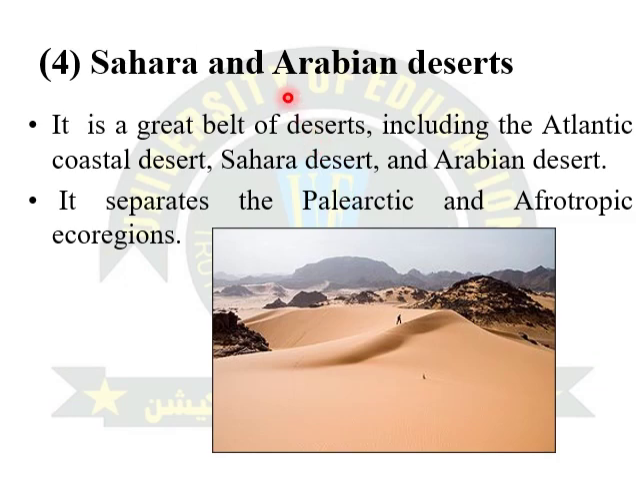Now we are going towards the fourth sub-region that is called the Sahara and Arabian Desert. The areas included in this sub-region are great belts of deserts including the Atlantic Coastal Desert, Sahara Desert, and Arabian Desert. These deserts basically separate the Palearctic region from the Afrotropical ecoregions. Here you can see the diagram of the Sahara Desert.